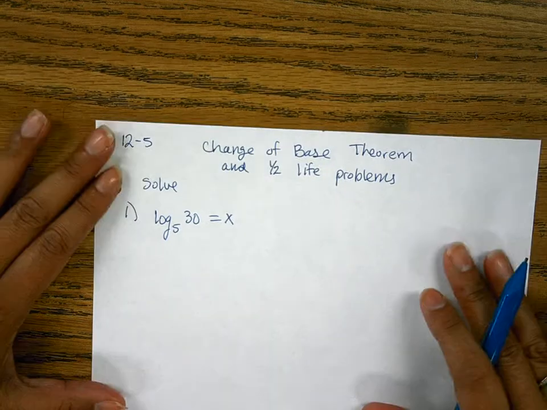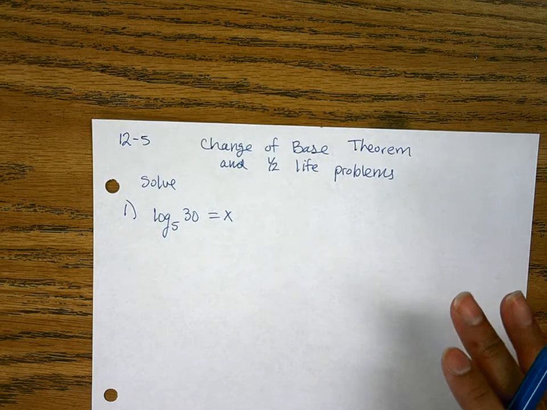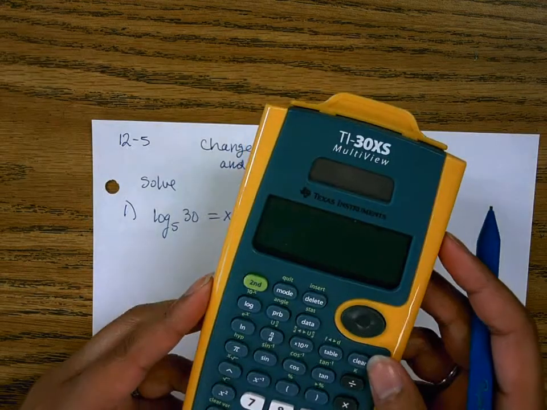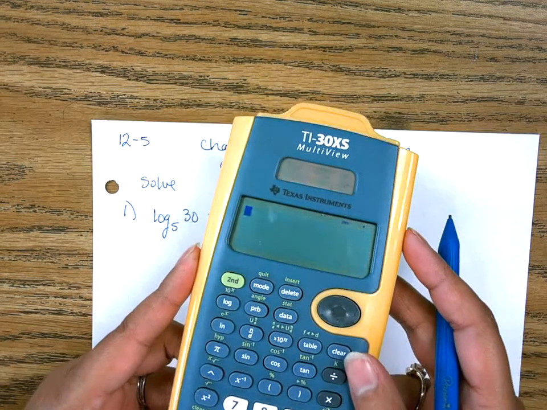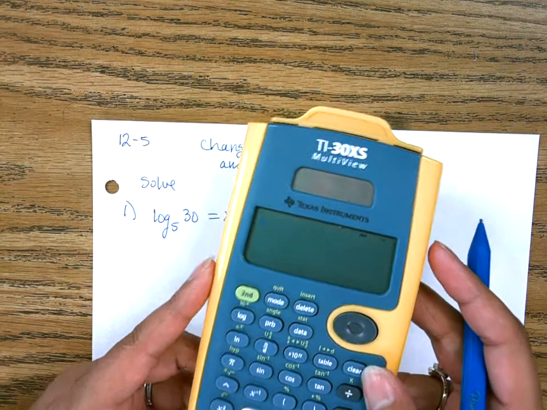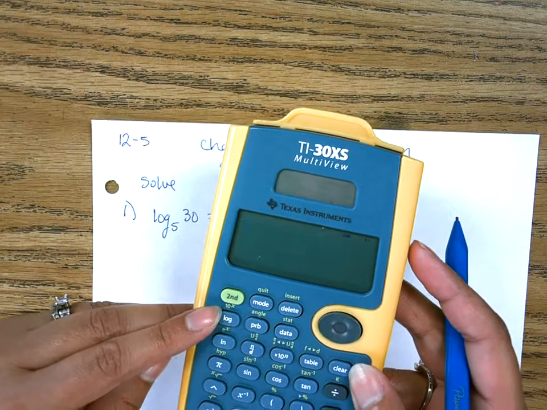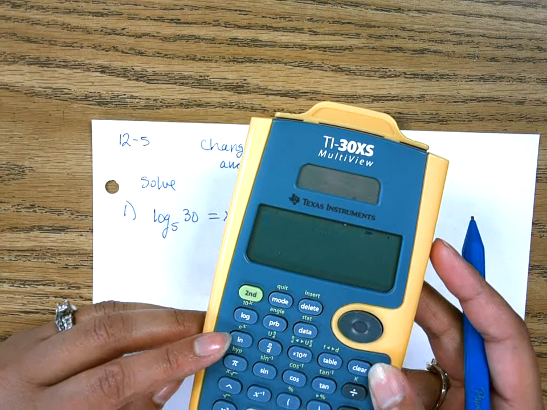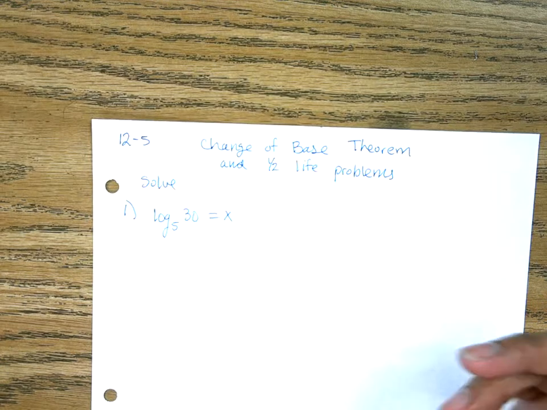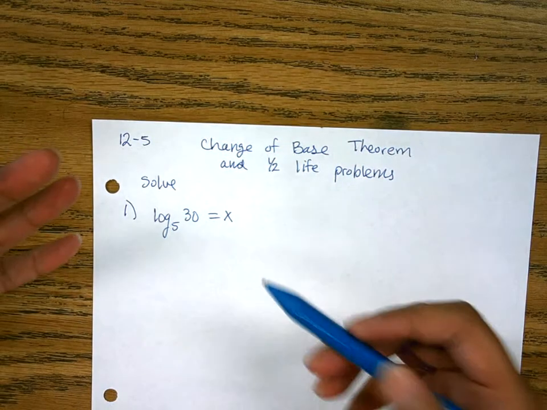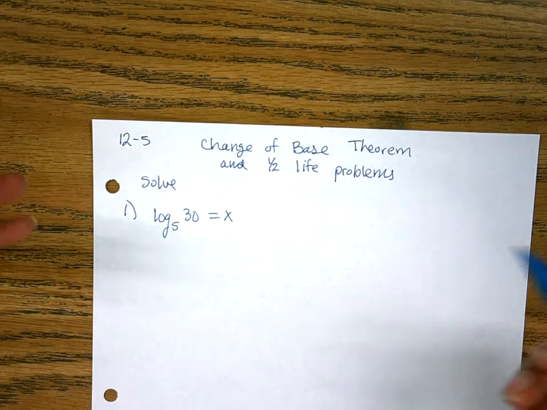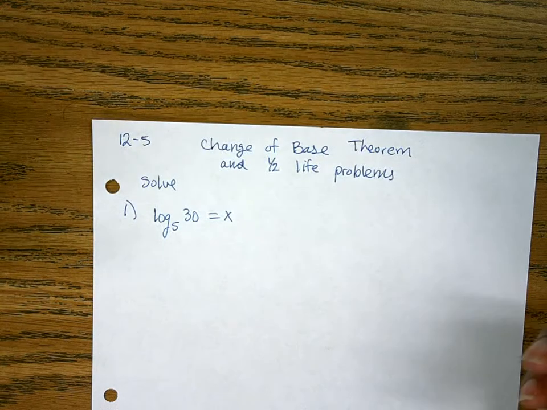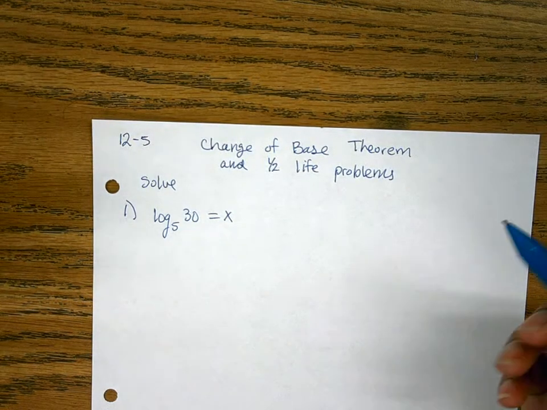Okay, so our calculators, at least these types of calculators, are not programmed with a base of 5 or any other base other than a base of 10, that's the log key, and a base of e, which is your ln key, your natural log. So we cannot just plug this in the calculator the way it is. So we're going to use our tools to be able to solve for x.